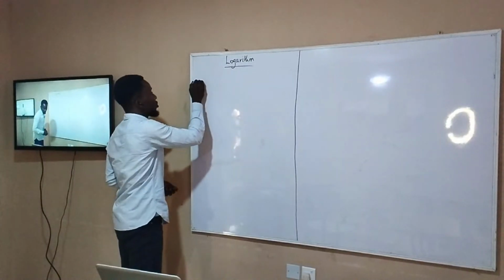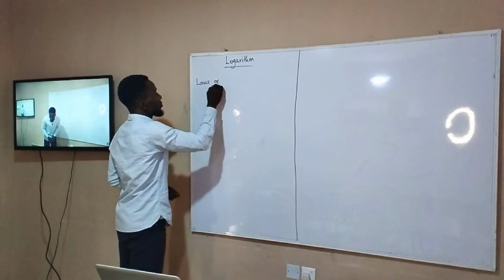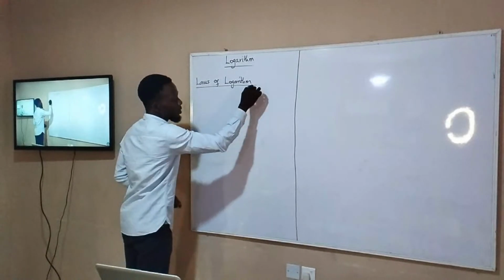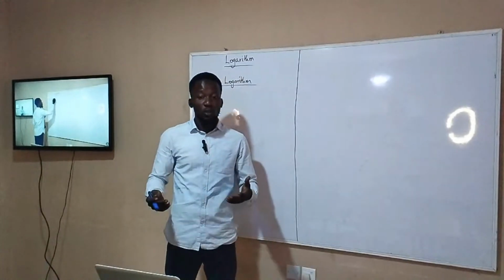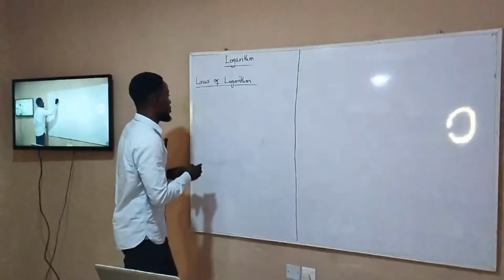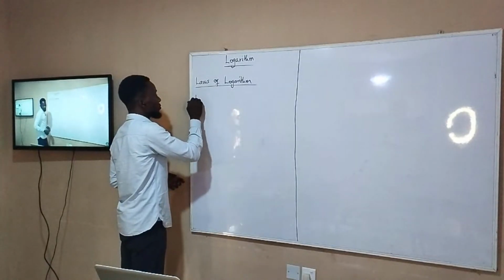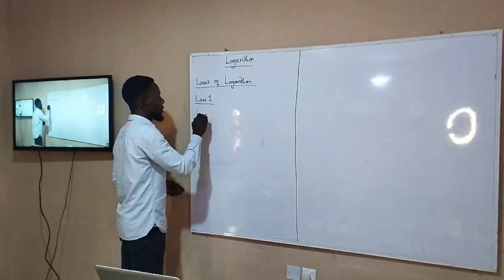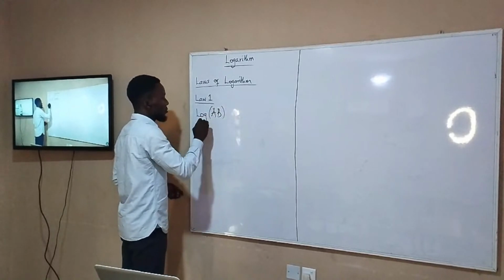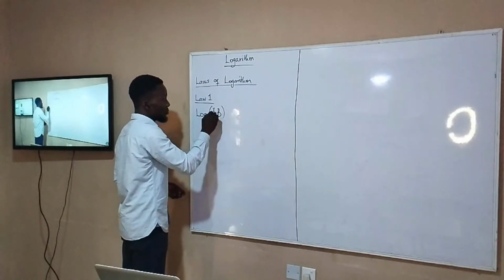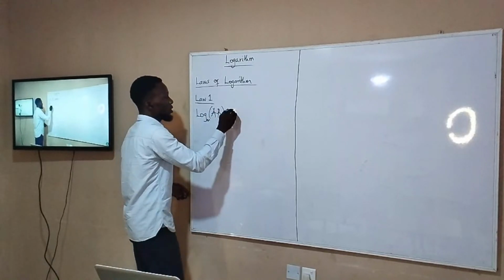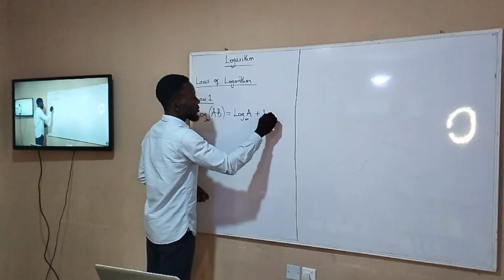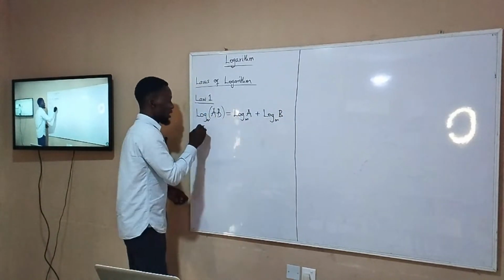So let us quickly look at the laws of logarithm. And after this, we are going to take some questions from our past questions. So let us take the first one, law 1. Law 1 says that if I have log AB base n, that is A times B base n, it should be log A base n plus log B base n.